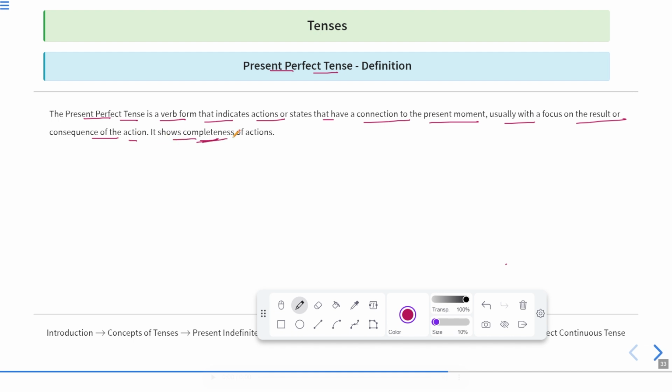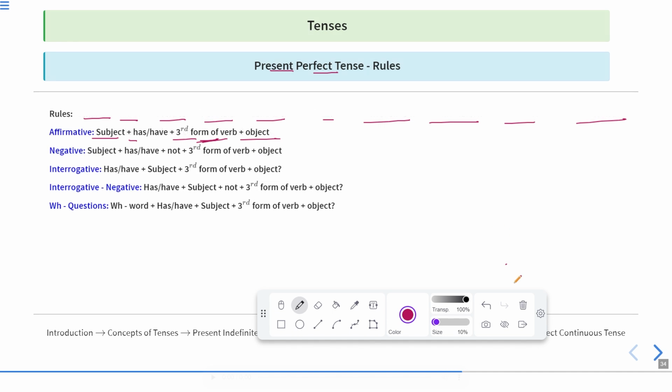It shows completeness of actions. Now, completeness does not mean only in the positive manner. It means whether the completeness is positive or negative, both of them. It means if the action is completed or not completed, both of them will be shown in the present perfect tense, because we can see the completeness form of that action, whether it is completed or not. So that will be shown in present perfect tense.